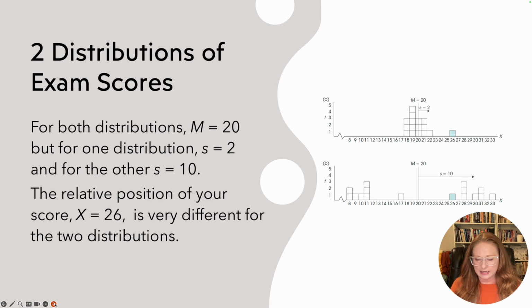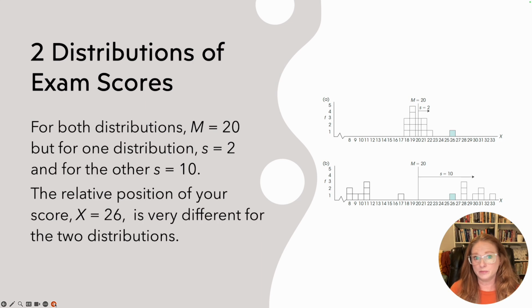And in A, you have a standard deviation of 2, which indicates a tightness, or close clustering, right, of your scores. And you can see that a lot of people scored a 19, a lot of people scored an 18, a lot of people scored a 20, 21. No one really scored an 8 or a 10 or a 33. You did have that one person that was like a 26, and we'll call that you, right? That's your score.